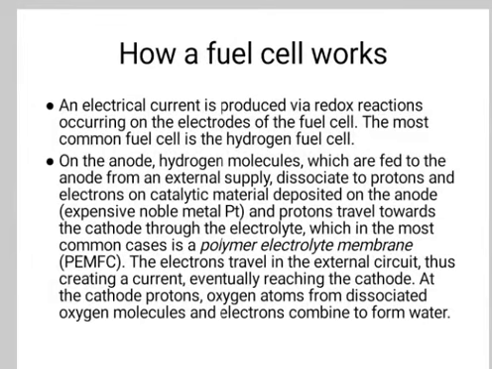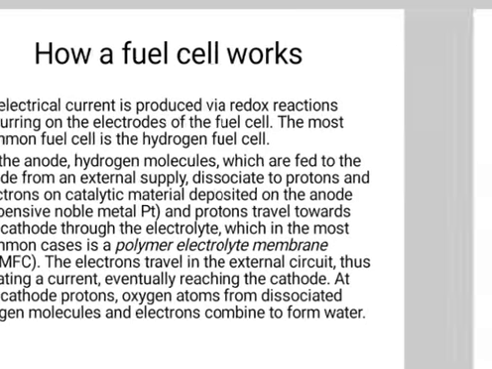On the anode, hydrogen molecules, which are fed to the anode from an external supply, dissociate into protons and electrons on catalytic material deposited on the anode, and protons travel toward the cathode through an electrolyte, which in the most common case is a polymer electrolyte membrane. The electrons travel in the external circuit, thus creating a current, eventually reaching the cathode. At the cathode, protons, oxygen atoms from dissociated oxygen molecules, and electrons combine to form water.